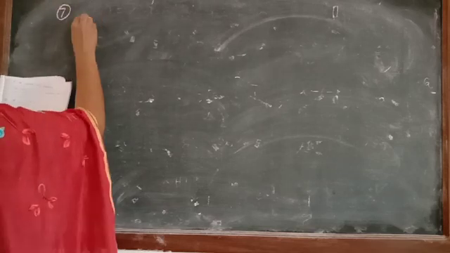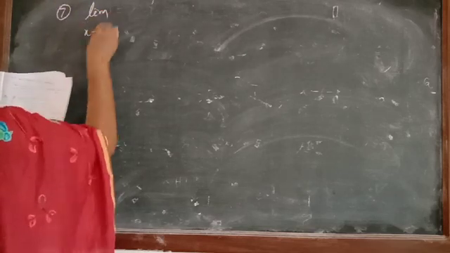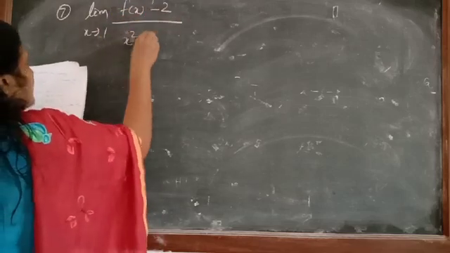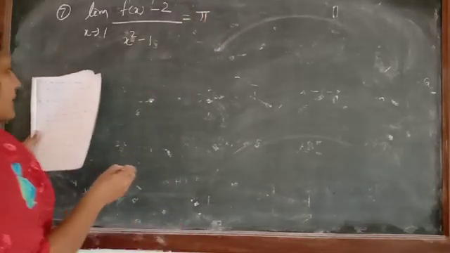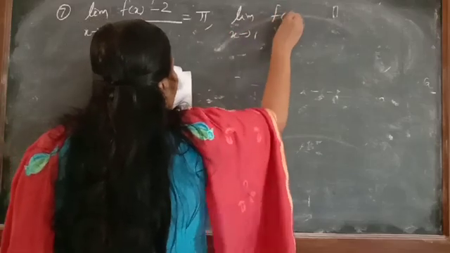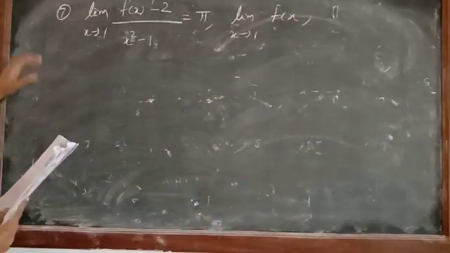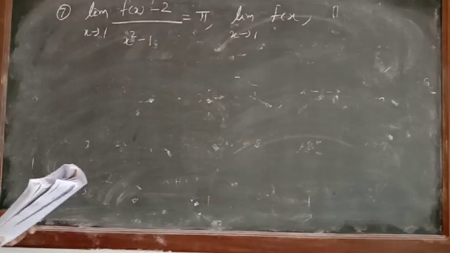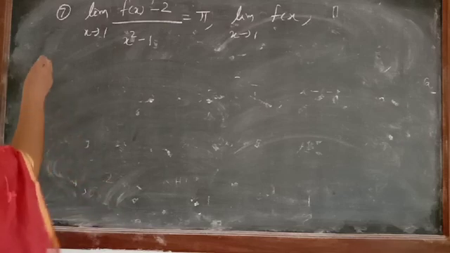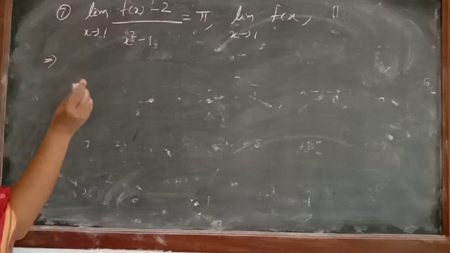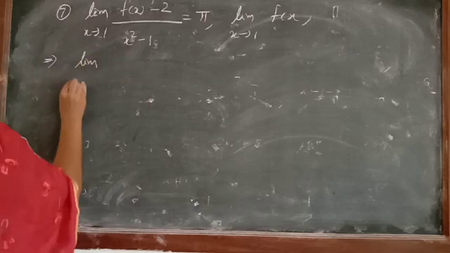In the next question it is written, if the function f of x satisfies limit x tends to 1, f of x minus 2 by x square minus 1 equal to pi, then evaluate limit x tends to 1 f of x. It is given the function satisfies this one, then we have to evaluate limit x tends to 1 f of x. Here we are not checking what is limit x tends to 1 f of x. Now we know limits can be written separately there. So we are going to write down the limit separately.